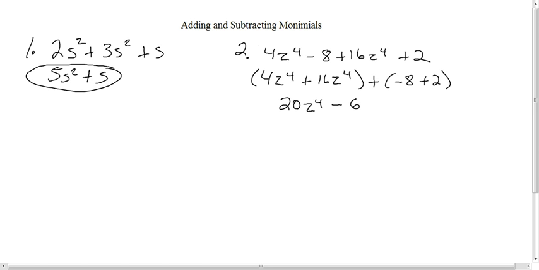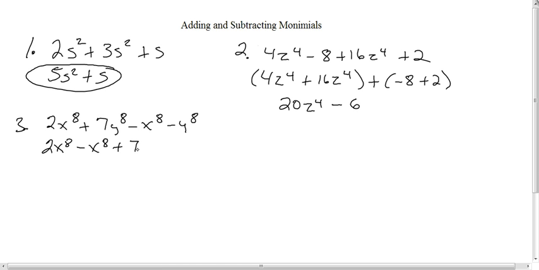So let's take a look at problem 3, and let's use 2x to the 8th power plus 7y to the 8th power minus x to the 8th power minus y to the 8th power. Well, let's see what we have. We have like terms of x to the 8th and y to the 8th. So let's group, and here we will use the commutative property and switch -x to the 8 with 7y to the 8. That's going to give me 2x to the 8 minus x to the 8 plus 7y to the 8 minus y to the 8.